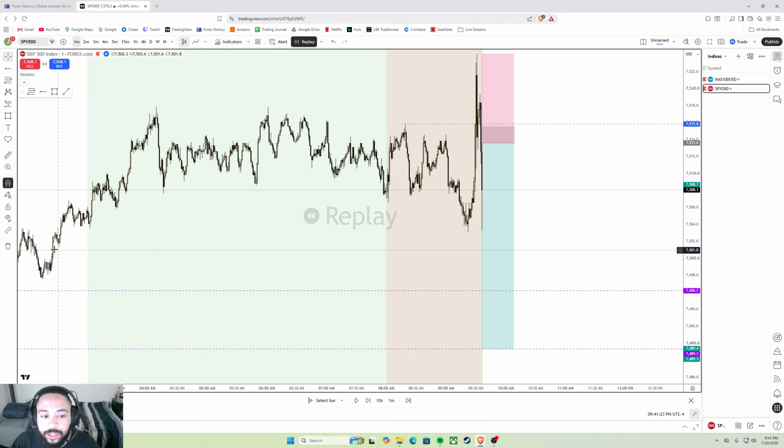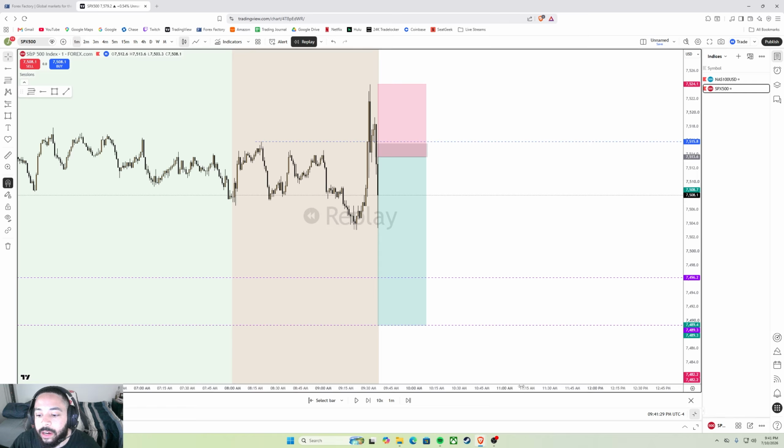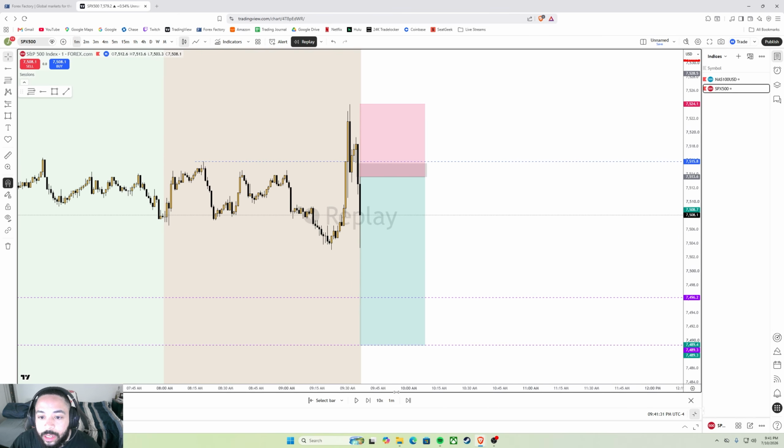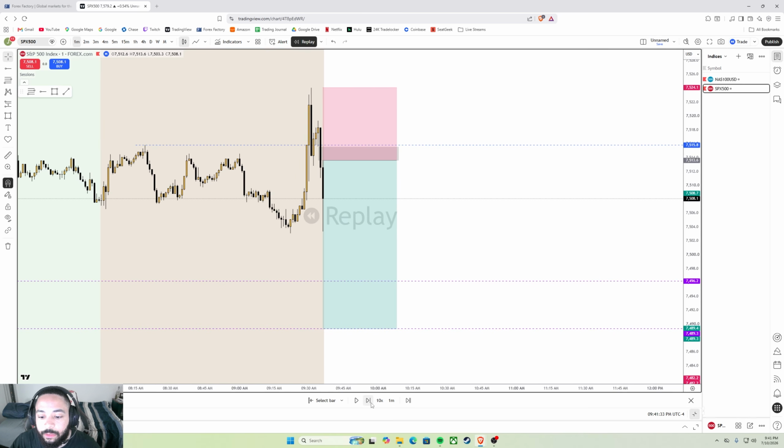And we can have additional targets. We got a fair value gap here, this low down here, right? You have a lot of options. So this was a setup that I was looking for, right?